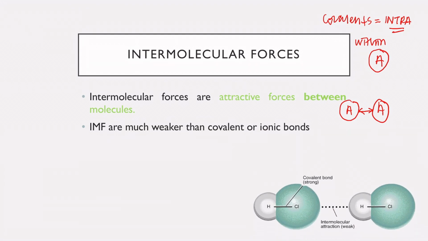If you look here at HCl, within the HCl molecule this is the covalent bond. Your atoms are sharing electrons between themselves within this molecule. Intermolecular force is between two molecules or more. So here you have an intermolecular attraction, a weak one. This intermolecular force is weaker than intramolecular force, say a covalent bond.